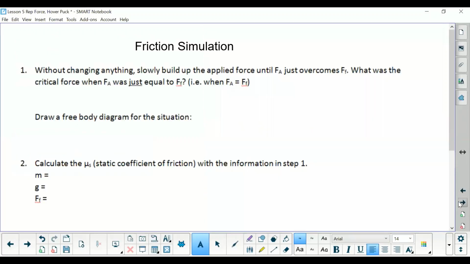I'll go back and make another video for 3 and 4, and these are all just more pictures of the other part of the lab. So we'll catch back up, and we're almost done with lesson 5.